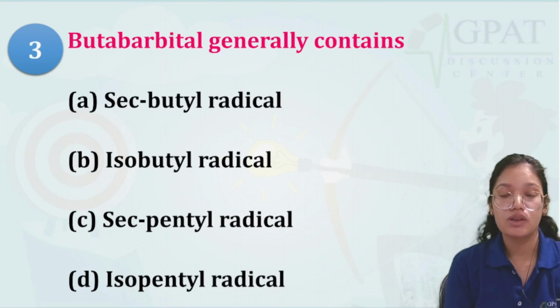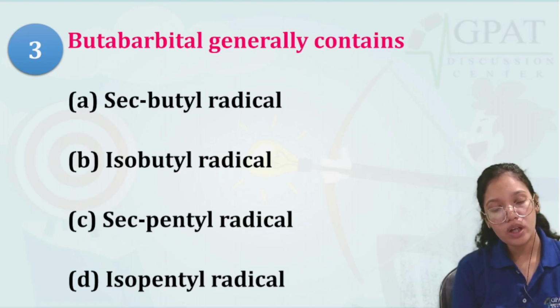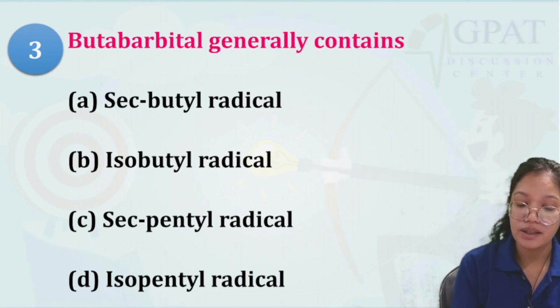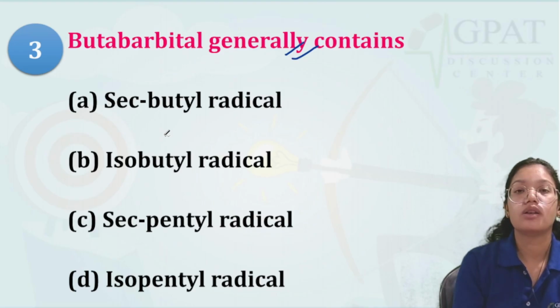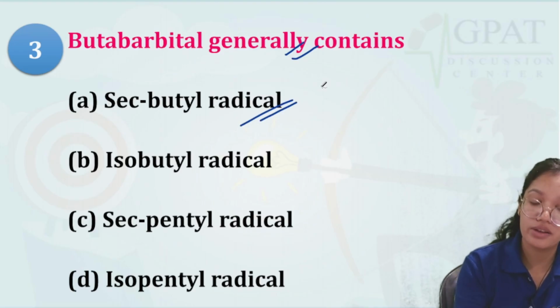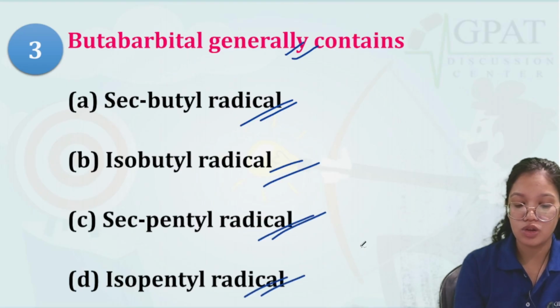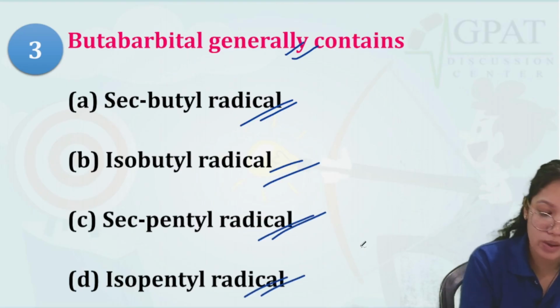Now moving to the second question. Butabarbital generally contains, butabarbital, a type of barbituric acid, which particular group or substitution does it contain? It is a sec-butyl radical, isobutyl one, sec-pentyl or isopentyl. So first thing, butyl or pentyl, which one is that?